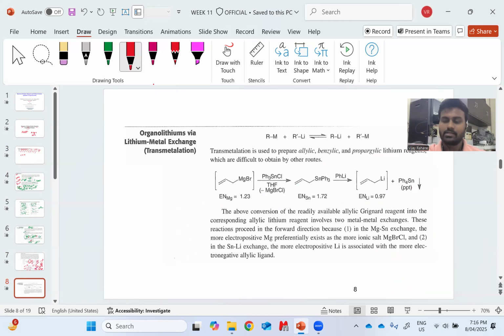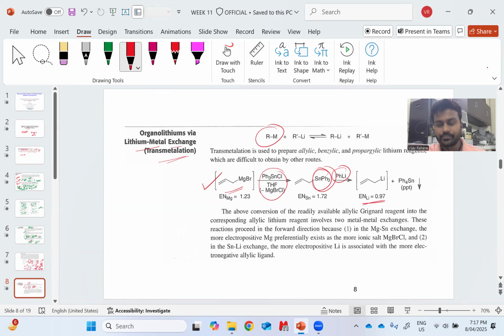Further examples of such lithium formation: we have metal lithium exchange. That's a sort of transmetallation. If you have the Grignard reagent, you can take the example directly. If you have the Grignard reagent and add triphenyl tin chloride, then it gives the triphenyl allyl tin compound, right? And if you add phenyl lithium to this compound, then this Sn-C bond gets cleaved, and it gives the formation of allyl lithium.